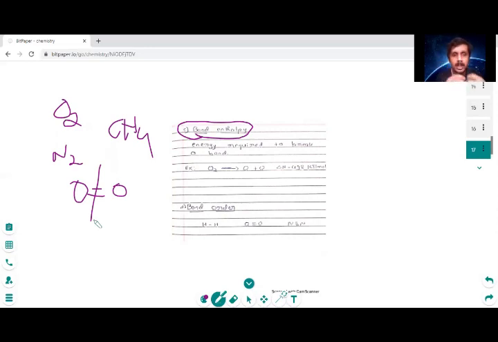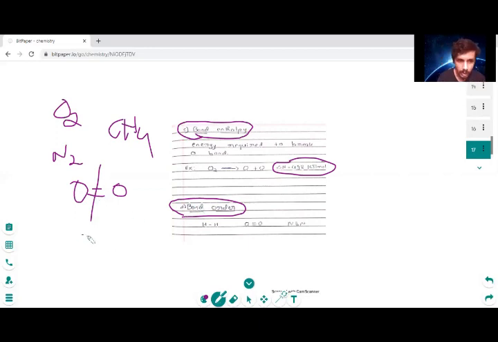Higher the bond enthalpy, higher will be the bond strength. Strength of the bond will be higher. For example, delta H for breaking the oxygen bond is 498 kilojoule, which shows that the bond is quite strong. And another important parameter is bond order, which is nothing but what type of bond is present. Is it a single bond or double bond or a triple bond?